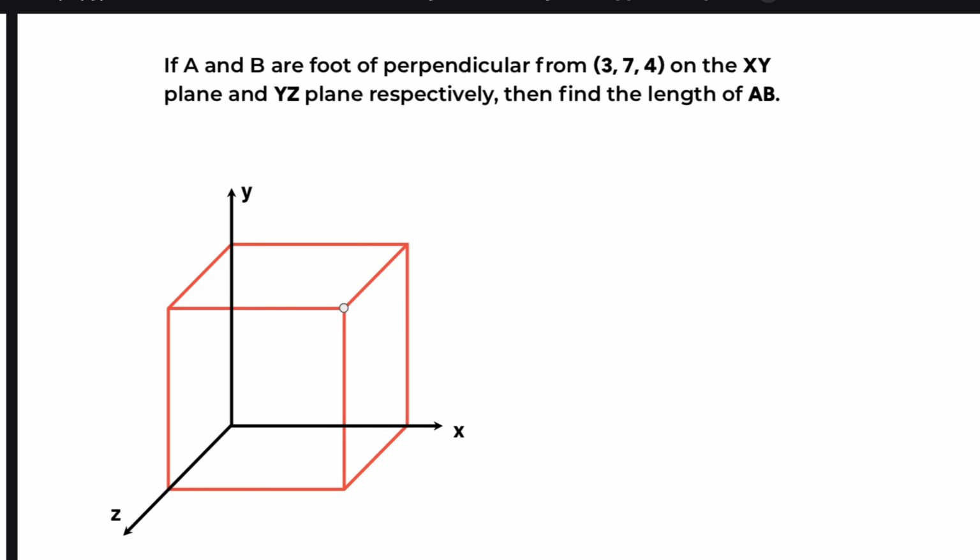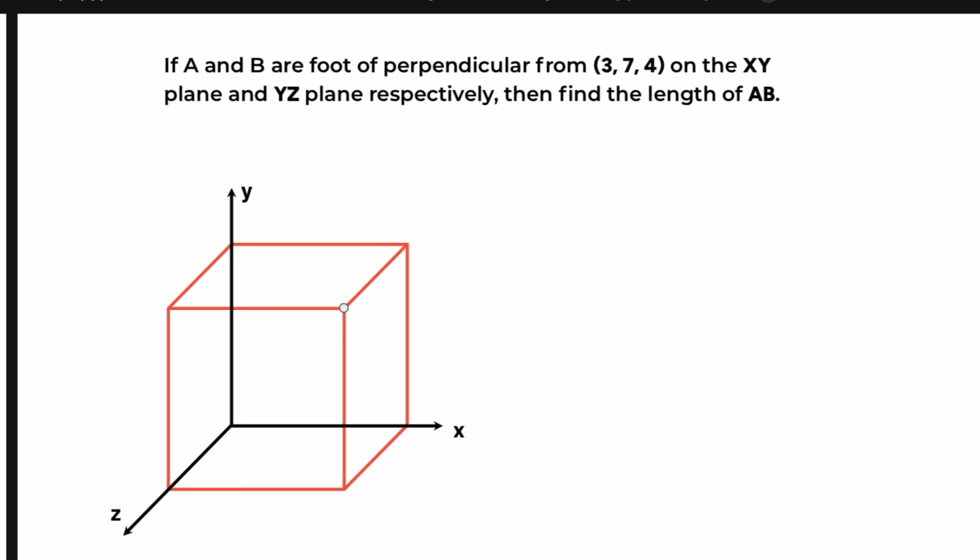So if A and B are the foot of perpendiculars from (3, 7, 4) on the xy plane and yz plane respectively, then find the length AB. We need to find the length AB.